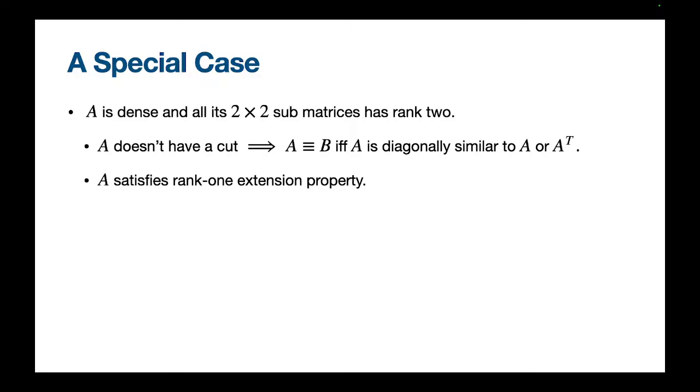So what does this property ensure? This ensures that since there are no submatrices with rank 1, it does not have a cut, and also it automatically satisfies this rank 1 extension property. Since A does not have a cut, there are only two possible choices for another matrix B which has the same principal minors, and that follows from a result of Hartfield and Loewy.